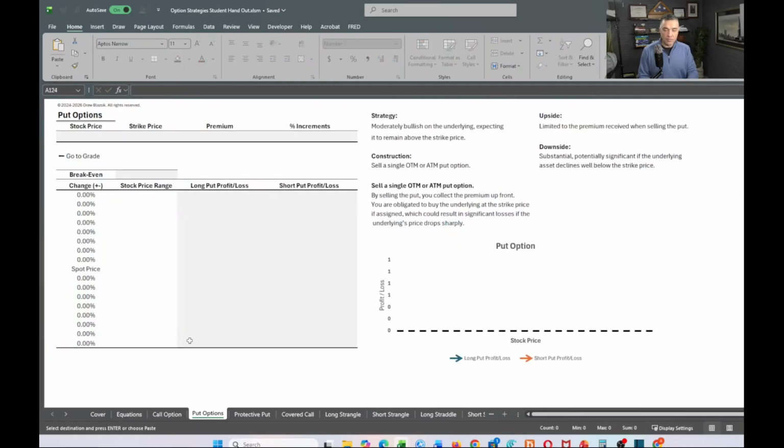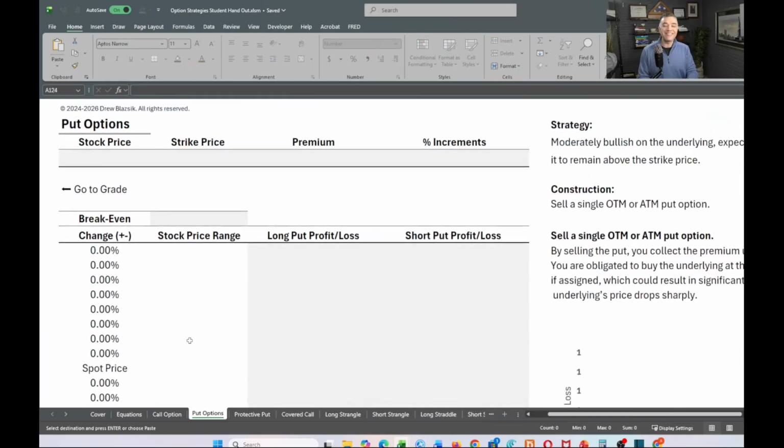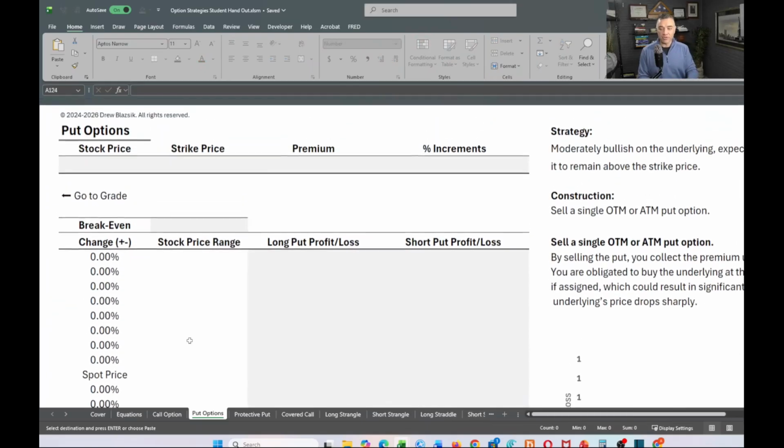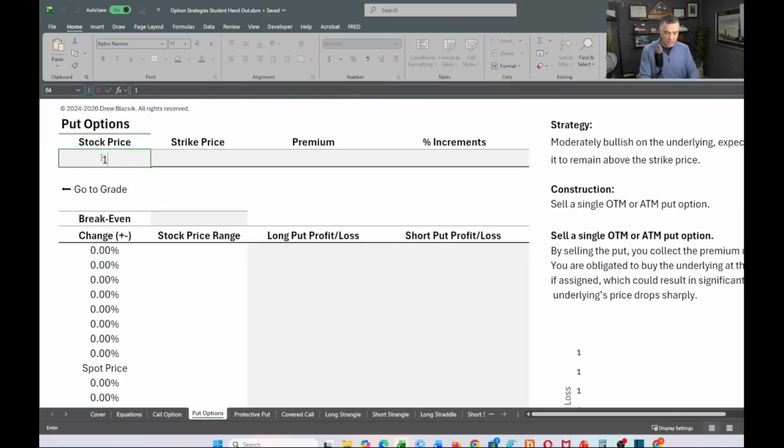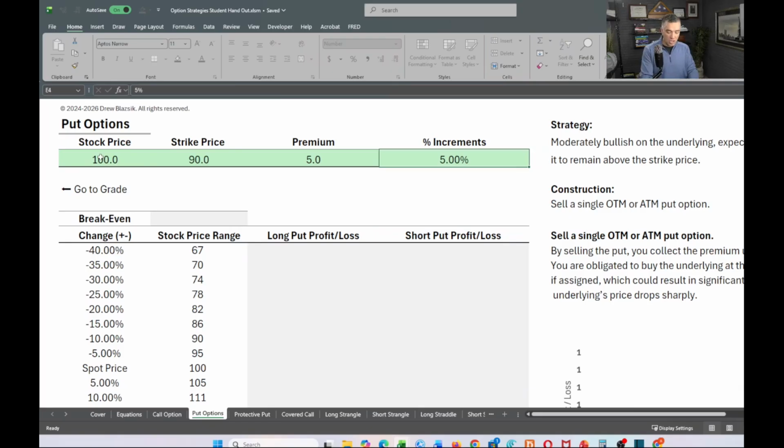All right, let's do the put. A put is a right to sell. It means I could sell it for a certain price. So let's plug these values in. We'll say it's 100. Strike price, that means we could actually sell for 90. Let's do a premium of 5. And let's do the same thing, increments of 5%. If you wanted a larger range, you can do 7. You can do whatever you wanted.